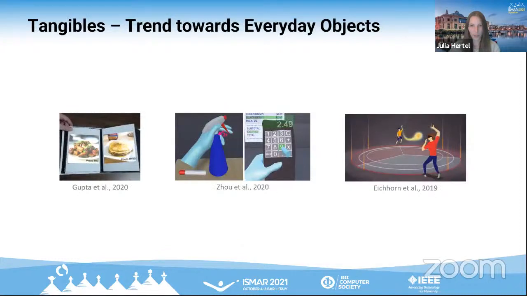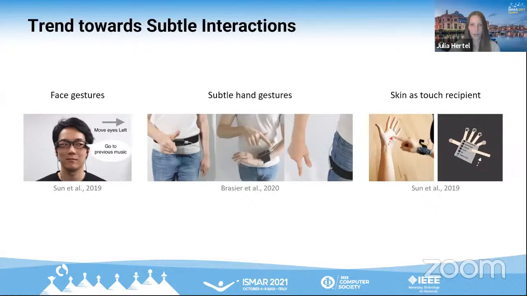For tangibles, we noticed a trend towards everyday objects. Researchers include a variety of common objects into their AR applications, like photo albums, spray bottles, wallets, smartphones, things a user typically finds in their surroundings. Such interaction techniques mostly aim to facilitate the interaction with AR systems by performing everyday tasks without the need of additional devices. We also observe the goal of developing subtle interactions. This can be achieved by using minimal movements, like facial expressions, or by transforming the action space of hand movements to be smaller and more unobtrusive.